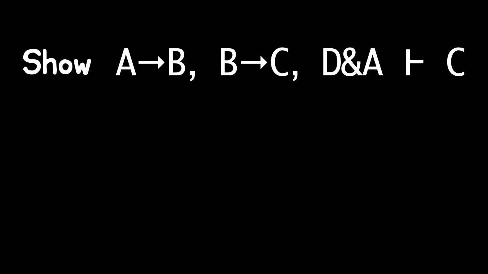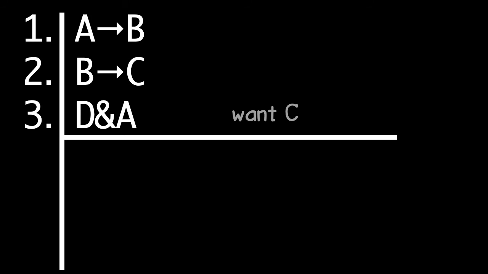Suppose we have this problem. Show, given A arrow B, B arrow C, and D and A, that you can prove C. Recall that symbol means that a proof is possible. Given those 3 sentences, we can give a proof of the right-hand sentence. We set the problem up in the usual way, writing the 3 premises down first. And I've scribbled in a note, want C. It's not actually part of the proof, but it's a note to ourselves that the proof needs to end with C. We look at the 3 premises and ask, what can we do with these?